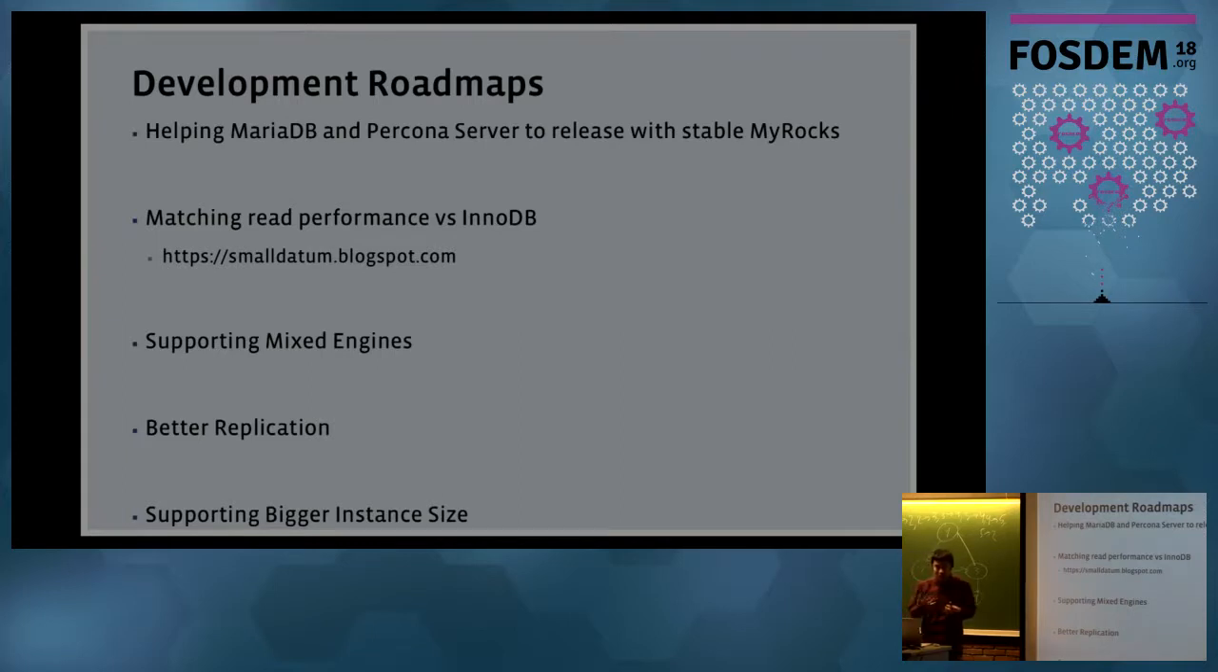From a performance point of view, matching read performance is most important. So from an algorithm point of view, the LSM is slower than B-tree. So we are trying to fill the gaps. My colleague Mark Callahan did lots of benchmarks, and we are trying to make it better. I'm talking about supporting mixed engines, better replication, and bigger instance size.